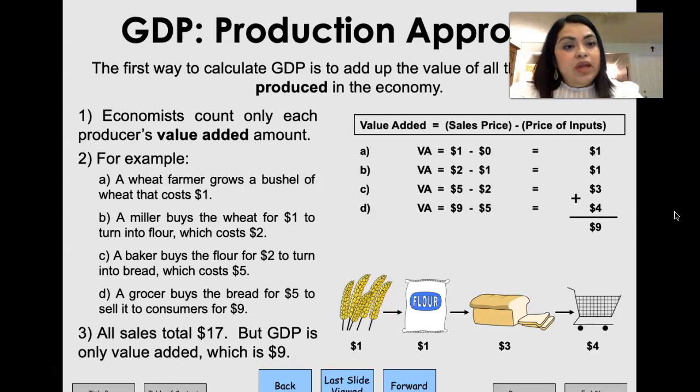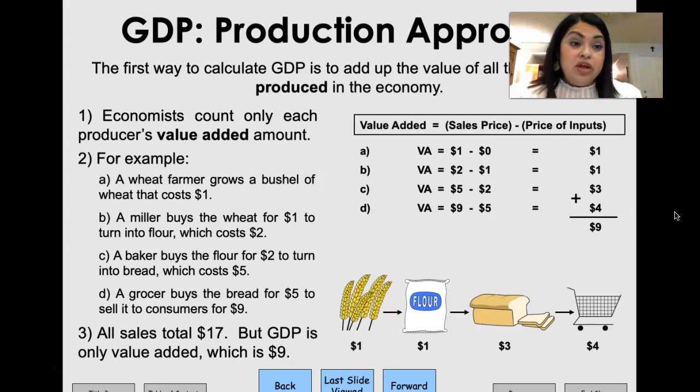All right, so we left off with production approach. There are three approaches to calculating GDP. The first is the production approach, and we've already covered that. That was on the first page. This is when we only look at final products. We don't look at intermediate products.